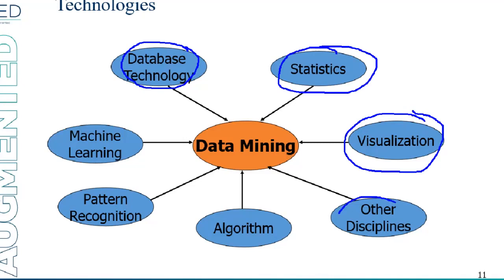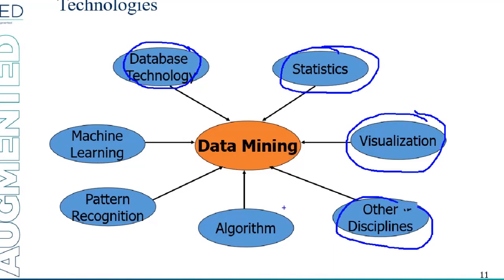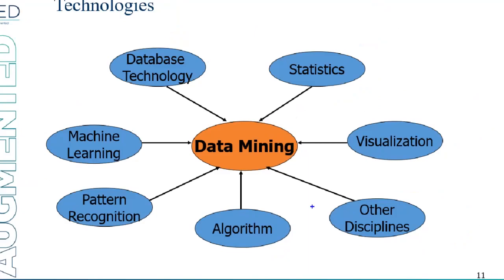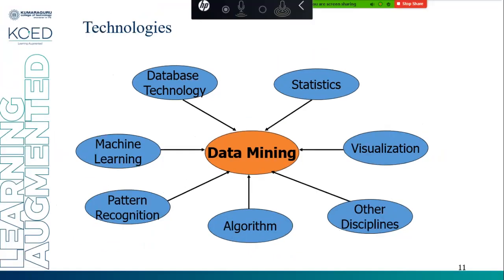And we have other disciplines like biomedical data, sensory data, and, for example, civil-based data. These are all known as other disciplines. For algorithms, we have classification, clustering, pattern evaluation, mining, a lot of algorithms available, pattern recognition, and we have machine learning. So various technologies are available for data mining.